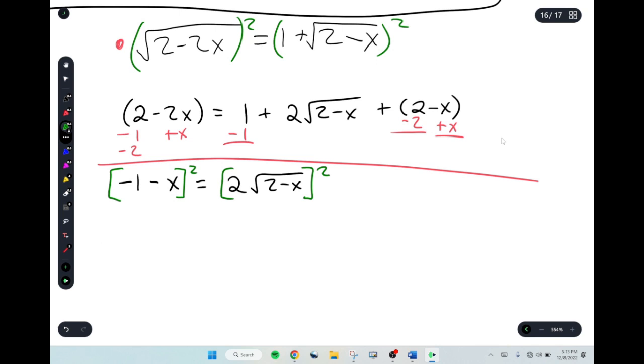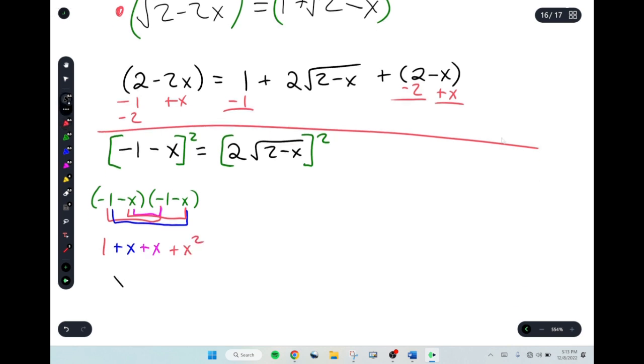I actually can't do this in my brain. I need to FOIL this one. It's too many negative signs. Sometimes the negative signs really get confusing. So first, +1. Outside, +x. Inside, +x. Last, plus x squared. Oh, that turned it all positive. That's kind of nice. So x squared plus 2x plus 1 equals.